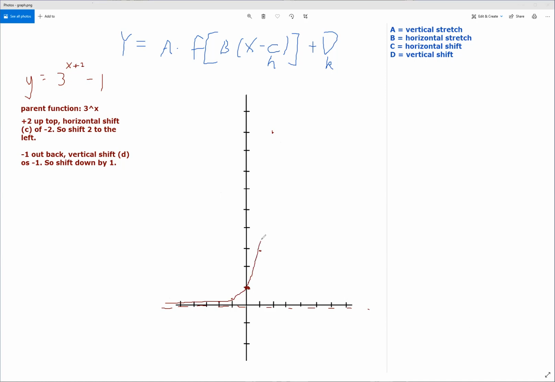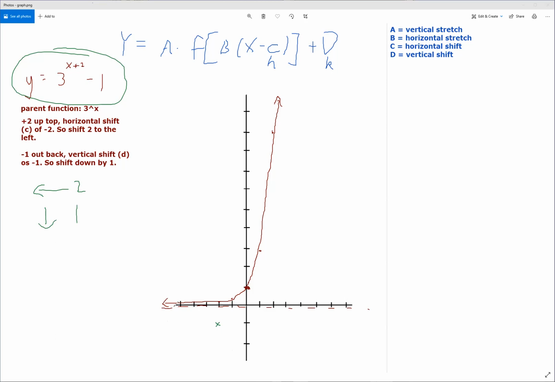But in this case, we've got some movement going on. We need to instead say, well, this graph, because we're going to go left by 2 and we're going to go down by 1, let's say that our new origin, as it were, is kind of right here.